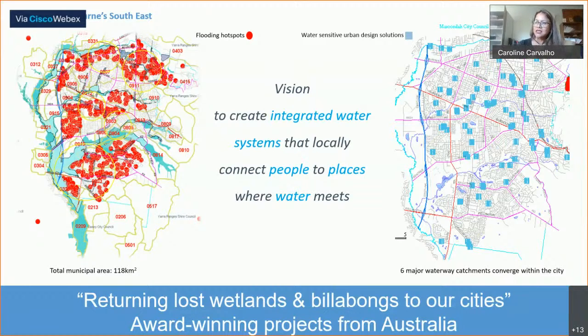And our main focus that our team had is how do we create stormwater systems that actually have multiple benefits, multiple outcomes when we've got so little land space, and we've got to make the most of every little footprint that we can find to put this sort of infrastructure in. So we were looking at ways to create integrated water systems that locally connect people to places where water meets. So our little Knox Stormwater team, that was our vision, that was our team motto, I suppose. So this is about returning all the wet spaces that we have lost from the city, putting them back where they belong when we've got 6 major waterway catchments converging within the one small municipal area.